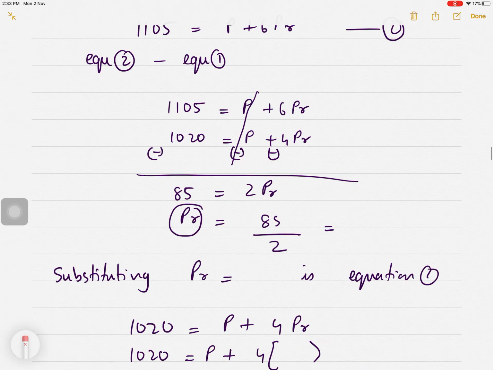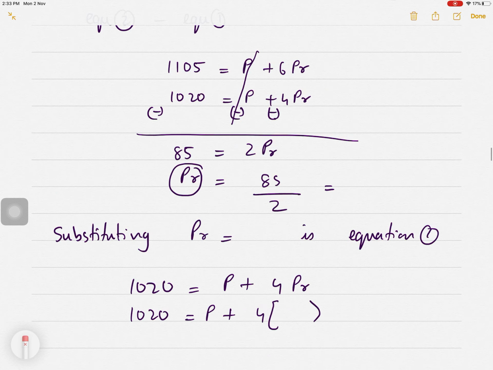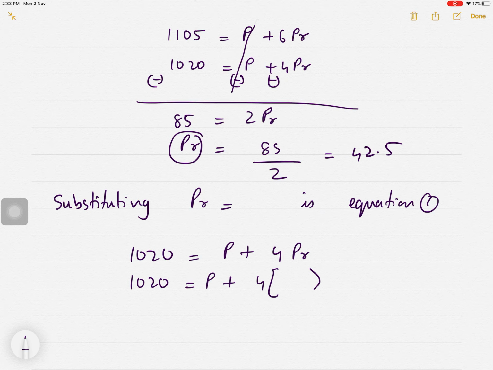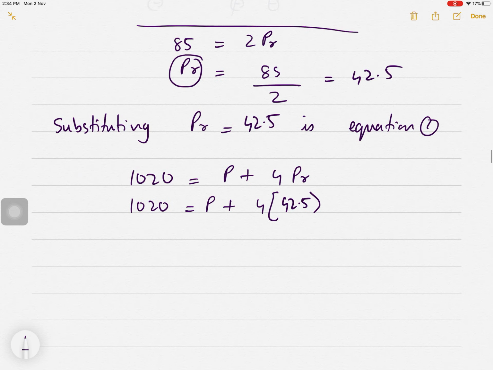1105 minus 1020 comes to 85. So 85 divided by 2 will be 42.5. And so, substituting PR equal to 42.5 in equation 1: 1020 is equal to P plus 4PR. Instead of PR, I will write 42.5. Now you find out the value of P.